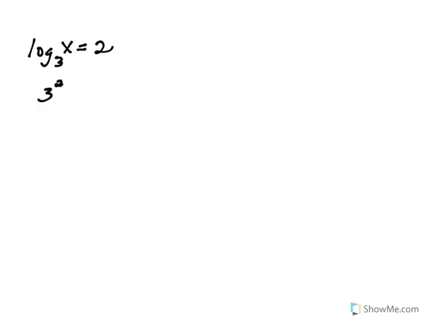3 to the second power is equal to x. So my x is already isolated. All I have to do is simplify. 9 equals x and you're done. And you can plug it in and check it and you'll see.